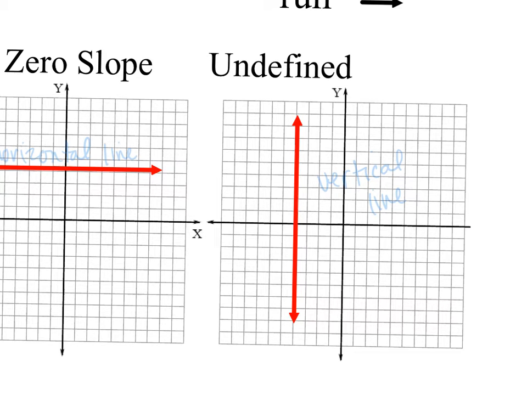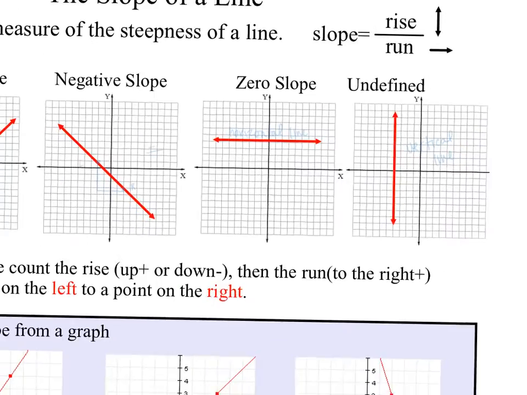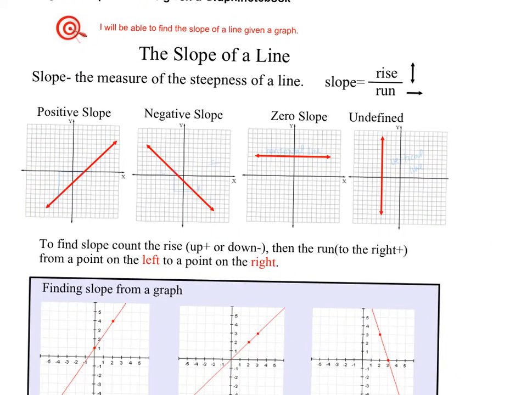So let's take some time now and practice counting slopes of lines. To find a slope, count the rise, so how much you have to go up or down, then the run, which is to the right, from a point on the left of the graph to a point on the right of the graph. Now remember, your slope is written as a fraction. So let's take a look here.